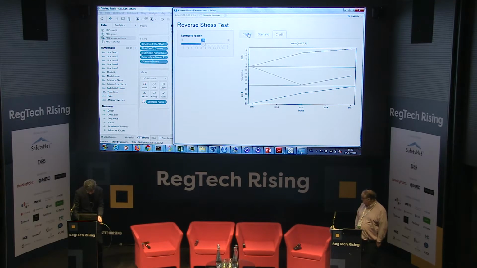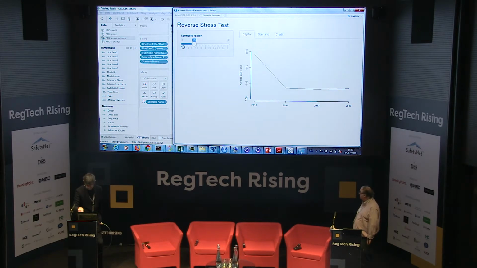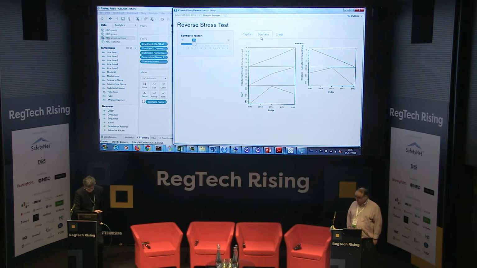So here is the capital tab. And so our starting, sorry, mouse has gone sticky. Starting CET1 doesn't look that bad. We start cranking up the scenario and we break about there, because that's below our 4.5% under which we lose our banking license. And that's a scenario that had about 18% unemployment in it.